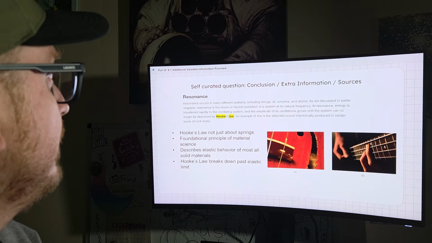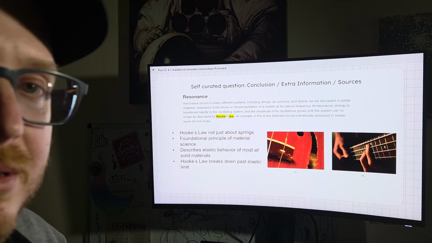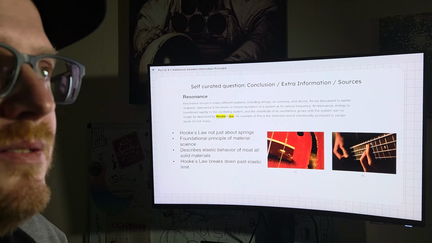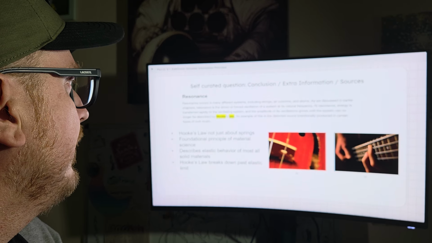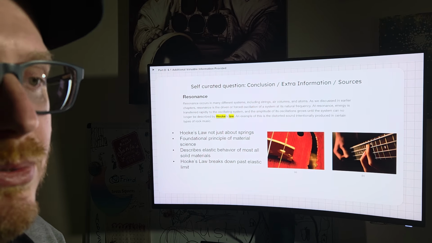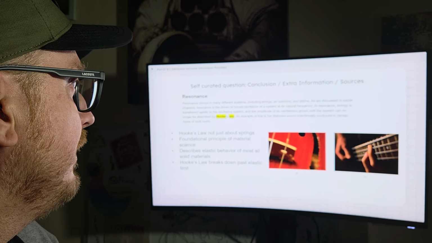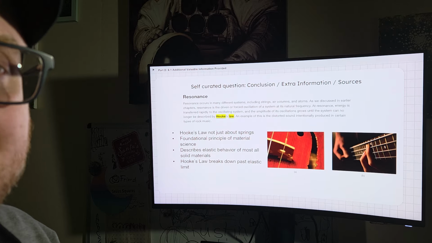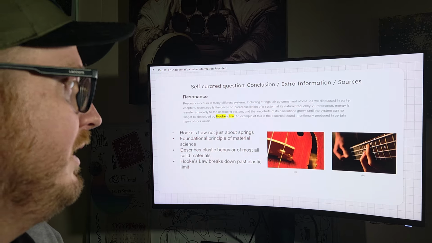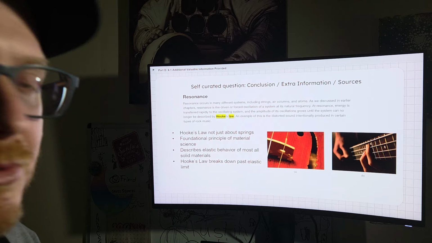Okay, so in this slide we have additional valuable information. Hooke's law doesn't just deal with springs, it deals with any elastic material. Also, it's used within resonance and acoustics. It basically describes the amplitude of oscillations that grow inside of a system until the system can no longer be described by Hooke's law. It kind of comes to a break point. An example of that can be distorted sound in certain types of rock music, which I'm sure you probably know.